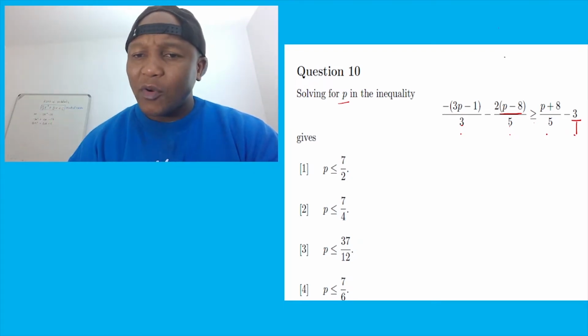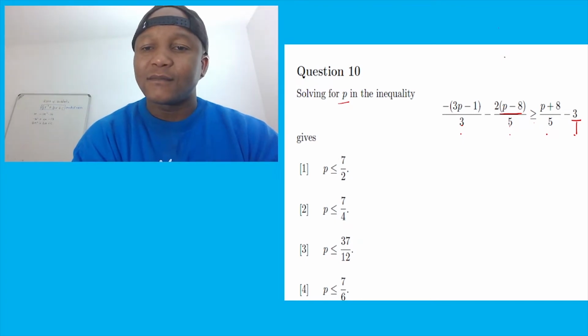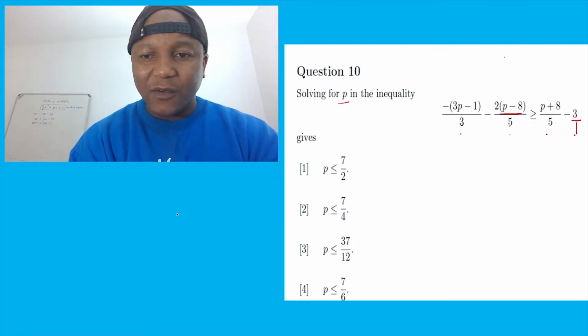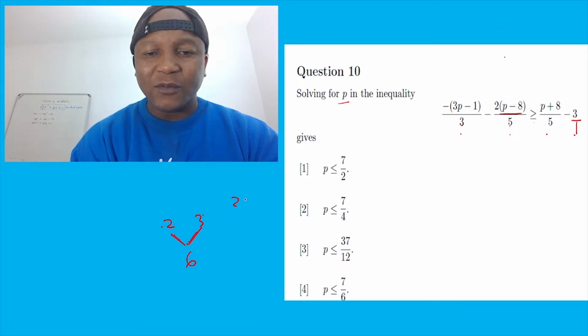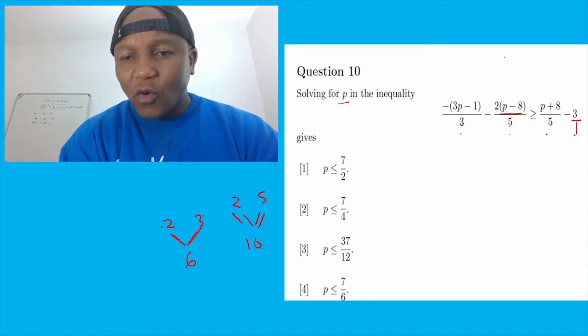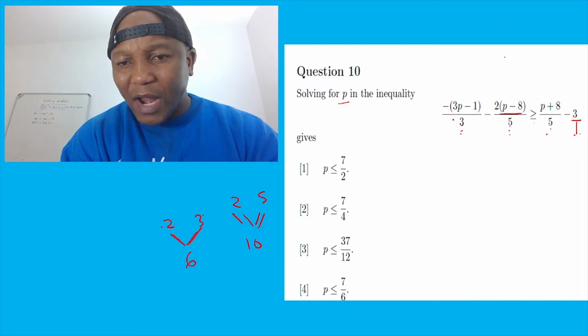The number which is common is 15. See, it's like somebody gives you 2 and 3. Which number is common here? It is 6, because 6 can go into both 2 and 3. Somebody gives you 2 and 5. Which number is common? The common number is 10 for both of them. So for 3, 5, 5, and 1, the common number is 15.